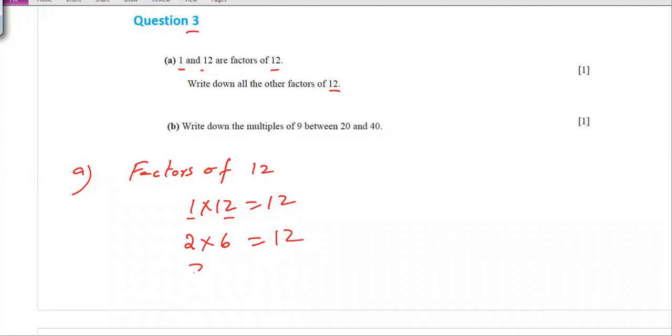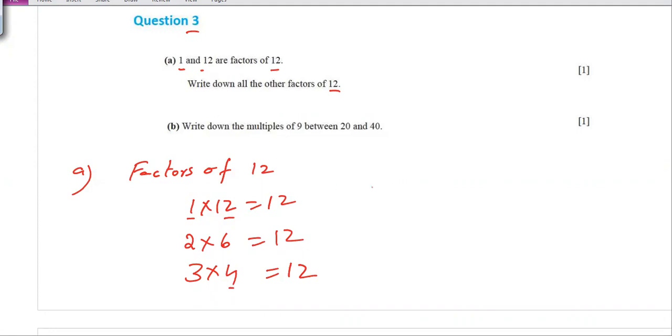Okay, in the same way, write 3. Now 12 divided by 3, the answer is 4. So 3 times 4 is 12. Okay, 4 we already wrote here, so you will stop there. It means you wrote all the factors.